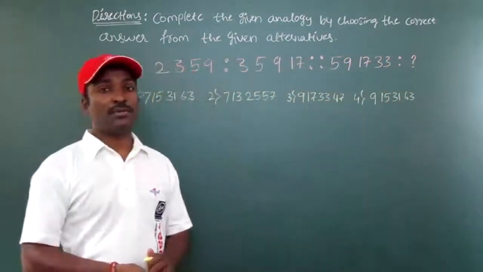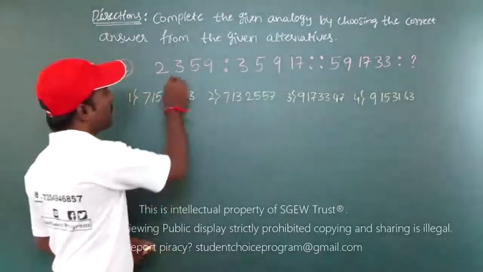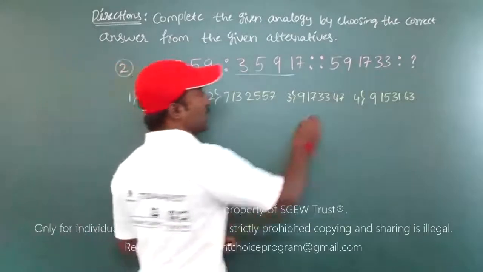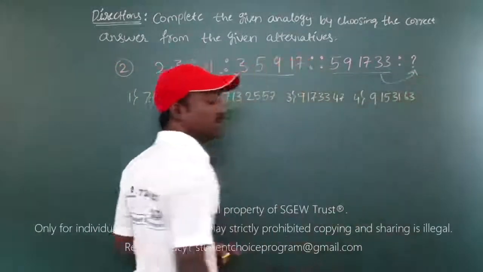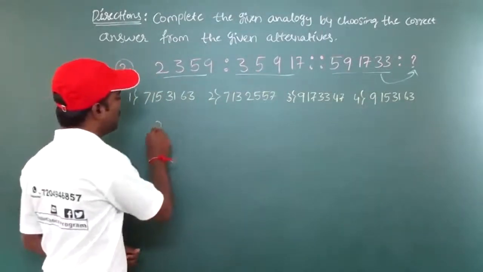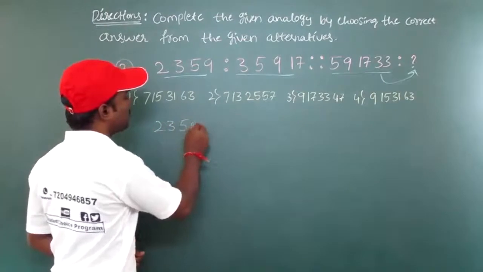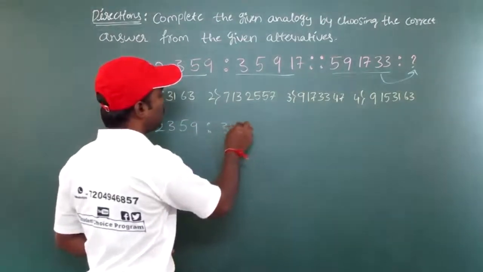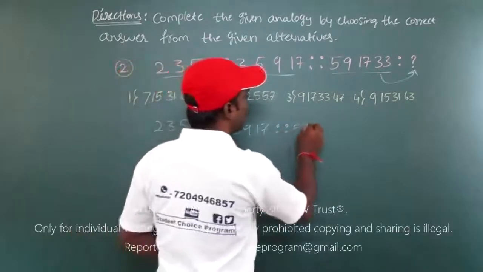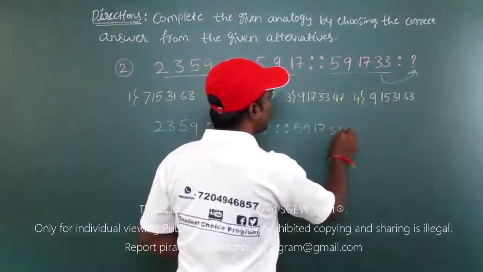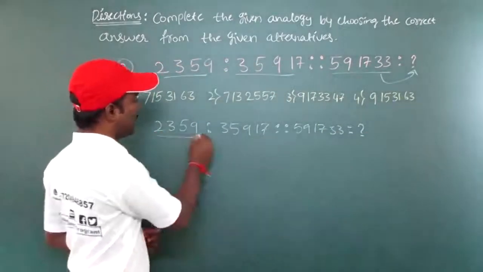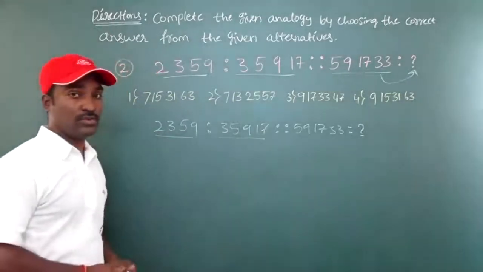So in the previous example, first we found the analogy between these two numbers, and the same analogy is used here to find this missing number. The same procedure is followed in this example as well. So first consider the given question, that is 2359 : 35917 :: 5917 33 : ?. So first find the relationship or the analogy between the first two numbers.